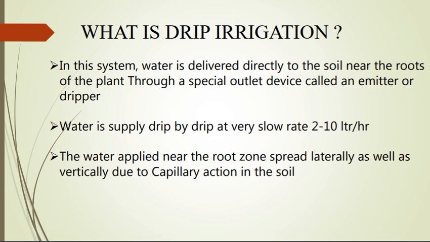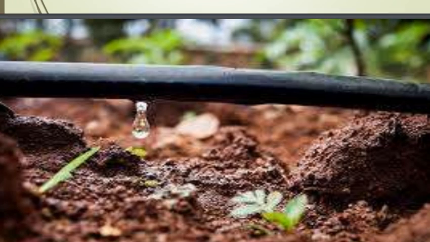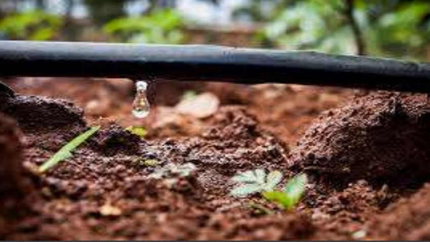Next is what is drip irrigation. So in this system, water is delivered directly to the soil near the roots of the plant through a special outlet device called an emitter or dripper. Water is supplied drip by drip at a very slow rate, that is 2 to 10 liters per hour. The water applied near the root zone spreads laterally as well as vertically due to the capillary action in the soil. This is the image of the drip irrigation system, how the water drops out.